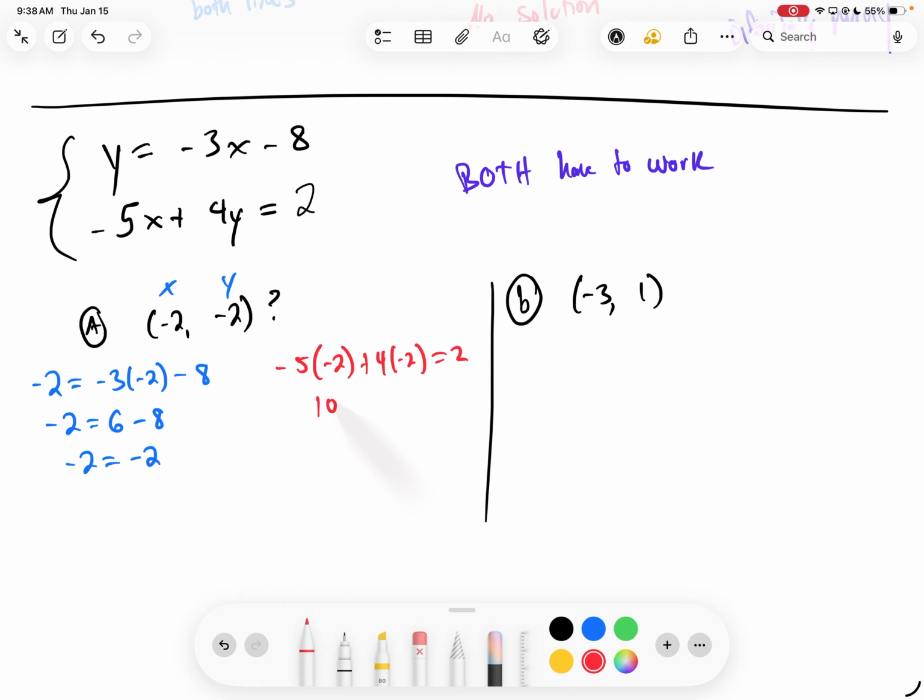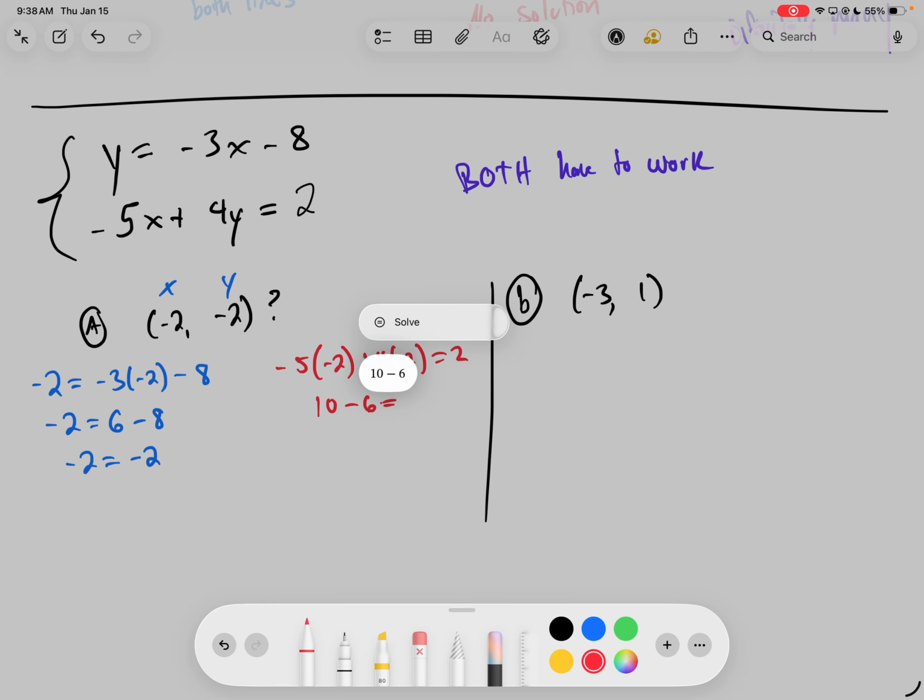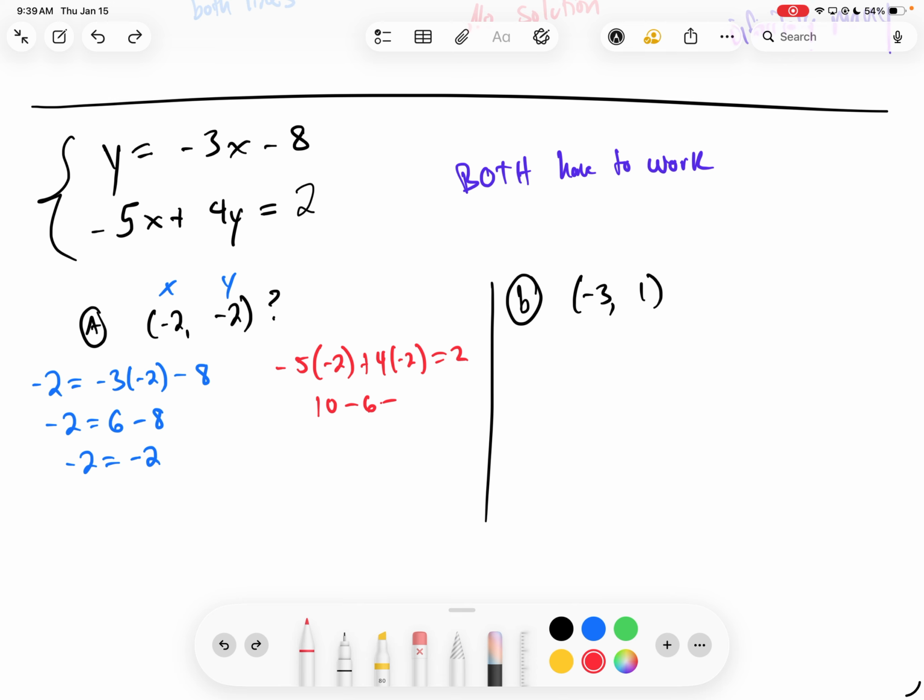Does that one work? That would be 10 minus 6 equals, wait, 10 minus 8. How about that?